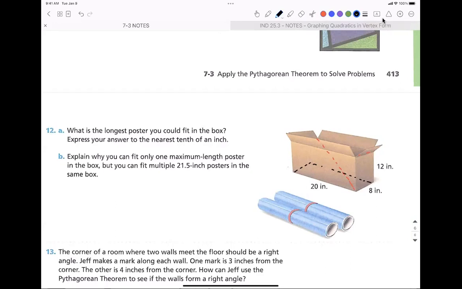And you can just show your work under part B. I'm fine with that. So the first thing you're going to do is find the diagonal of your flat base that's 20 inches by 8 inches.